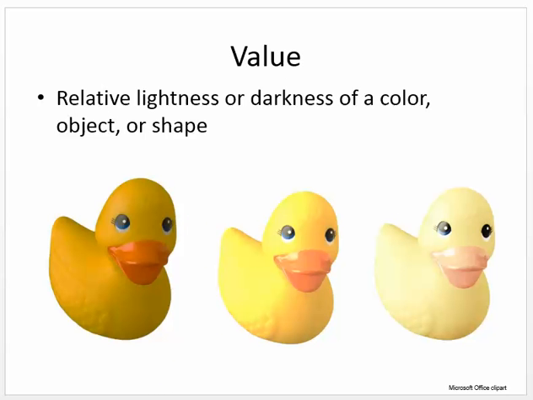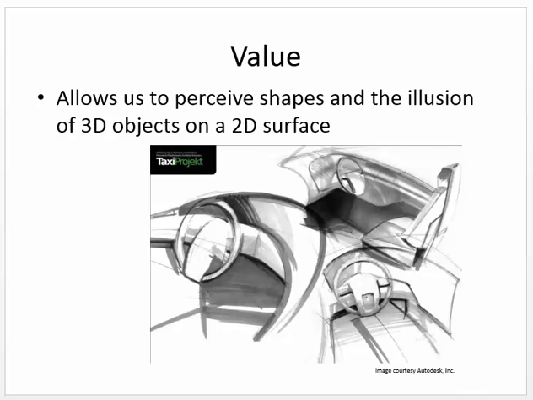Value, relative lightness or darkness of a color, object, or shape. This right here has a lot of value. This has very little value. Value is not about the monetary. It's about how deep is the color, how dark is the color. A lot of times value is used to make things look three-dimensional. By adding shading, they give it the appearance of being 3D.